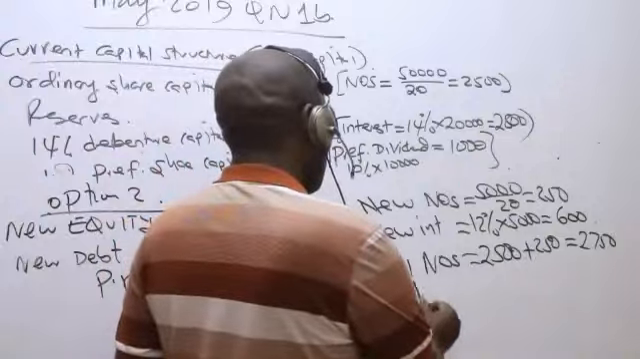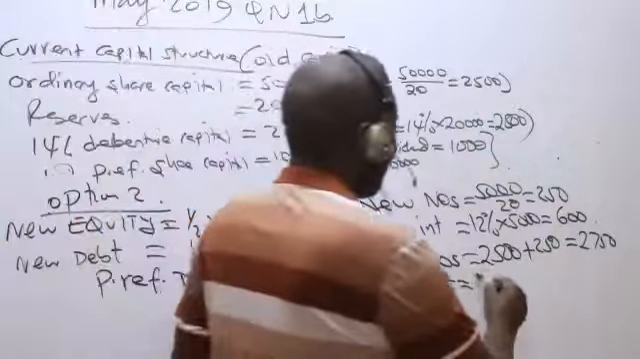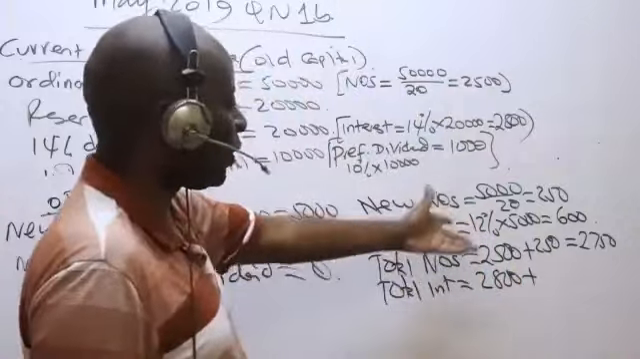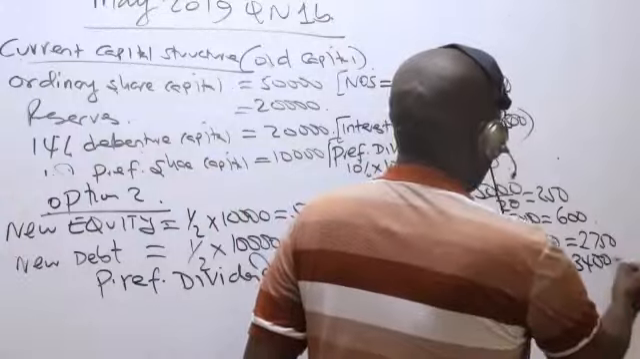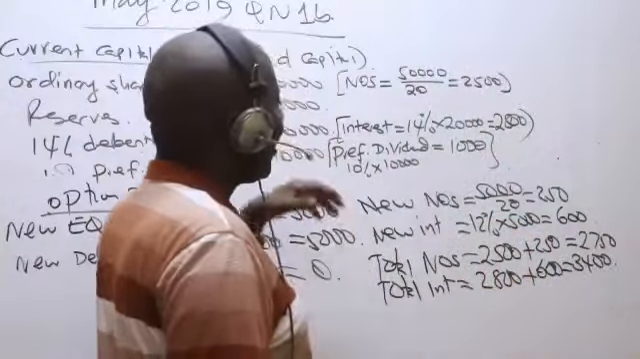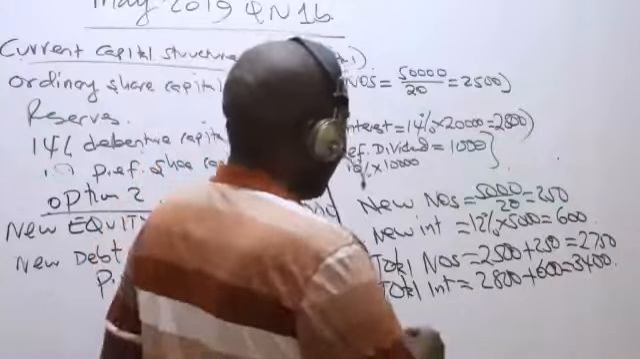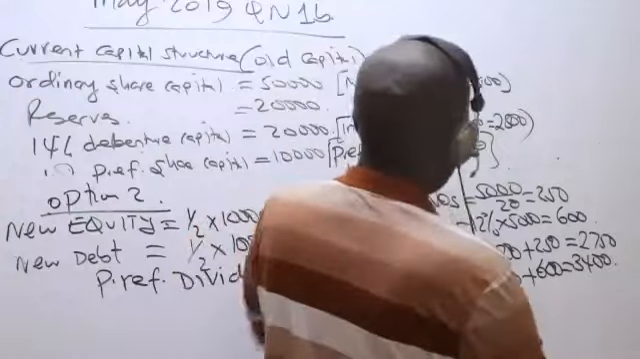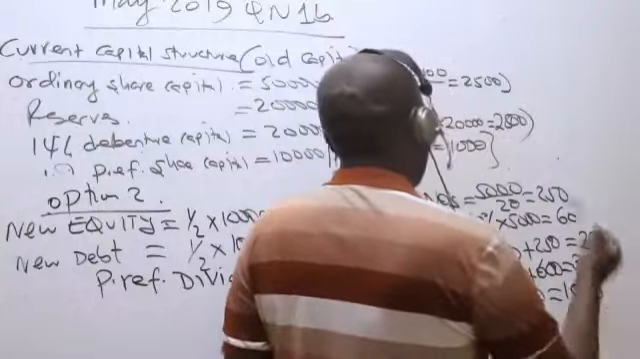Now we have total interest. I'll take the old interest, 2,800, plus, in this case, the new interest of 600, which will end up giving me 3,400. And then, of course, so many students will forget the dividend. They'll tell you that now that you don't have dividend, it should be 0. It's about totality. Give us the total dividend. The total dividend will be 1,000, because the second option's dividend is 0.